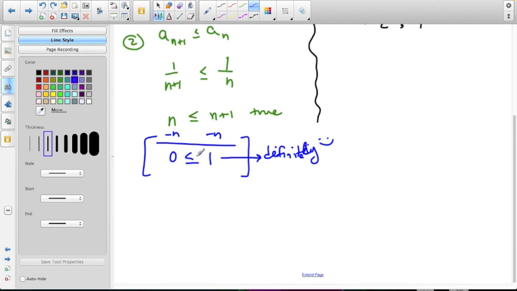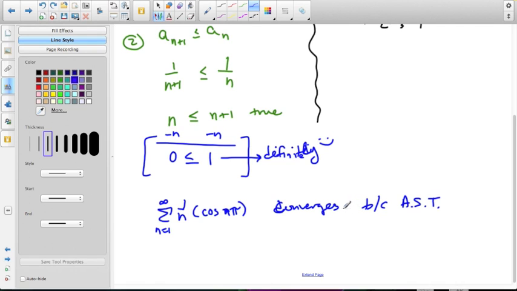So 0 is definitely less than or equal to 1, so that proves that this is a non-increasing series. So we can conclude then the series with the alternator, whoops, I wrote the wrong alternator, I just realized that. Cosine of n times pi, as n goes from 1 to infinity, diverges, wow, that's not right, converges, because of the alternating series test. And AST is used for alternating series test. It's kind of pretty commonly known.